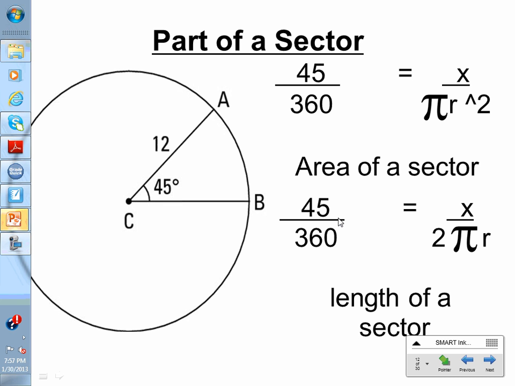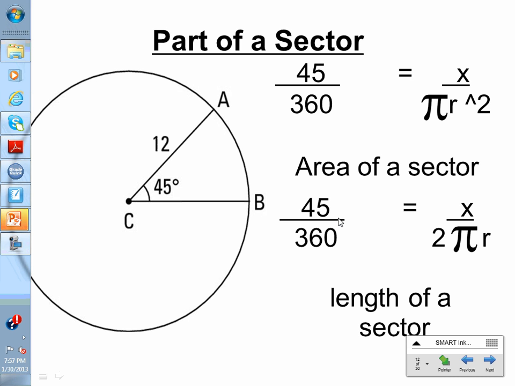So in test 9, section 5, we have a length of a sector problem. And this is just a brief overview of how these problems work. So you're generally going to be given a lot of information and just have to find the one missing piece of information. So here's an example of one kind of problem they might give you.